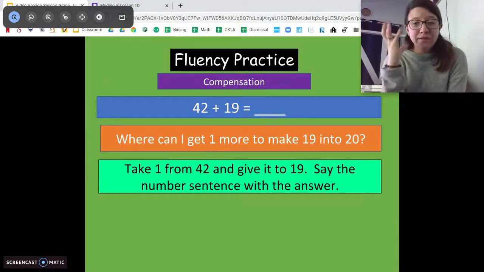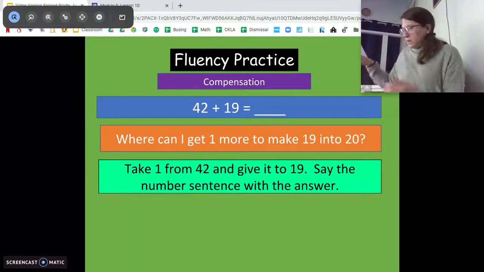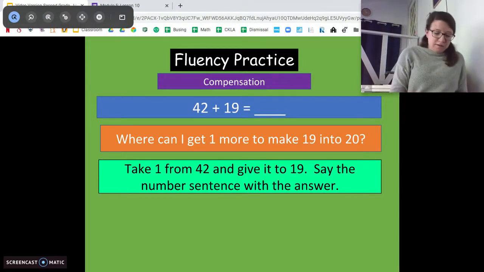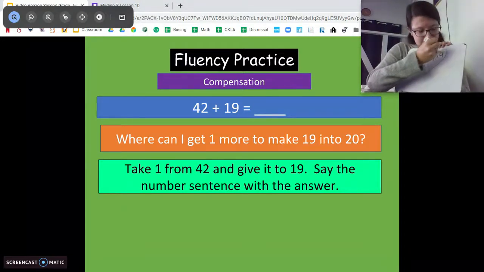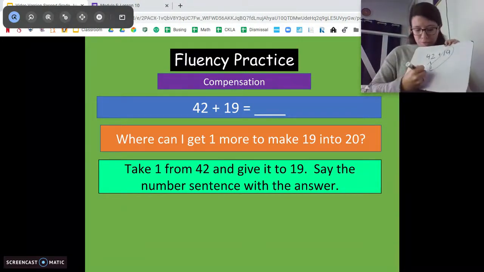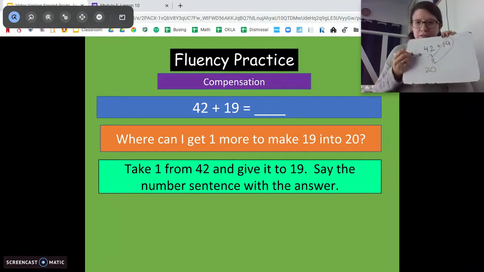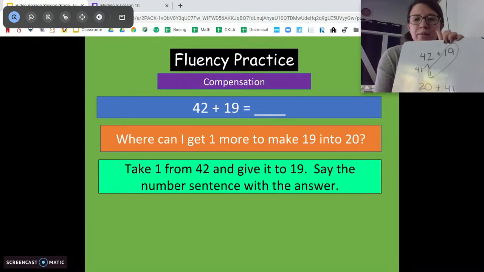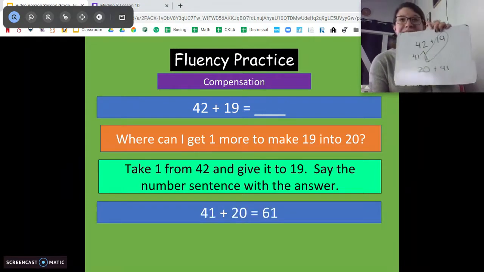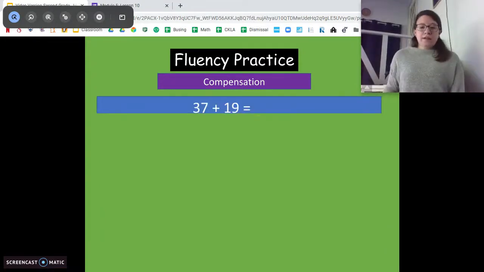So when that happens, what is our new number sentence? I'm taking 1 from 42, I'll make the number one for you, and giving it to 19. So we have 20 plus what's left over here? 41. Good, because we took 1 away. 20 plus 41 is our new number sentence, and that's easier to add, and that gives us 61. Good.